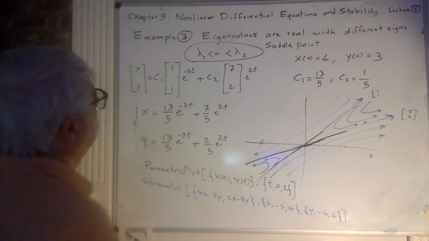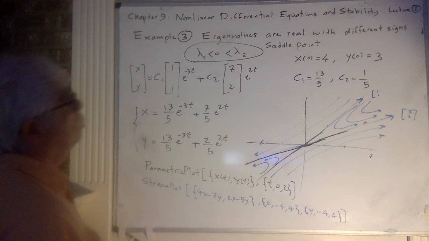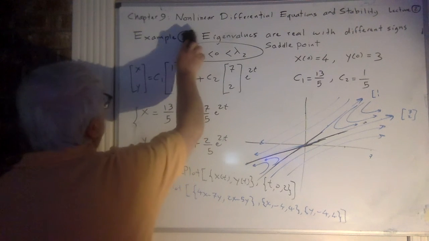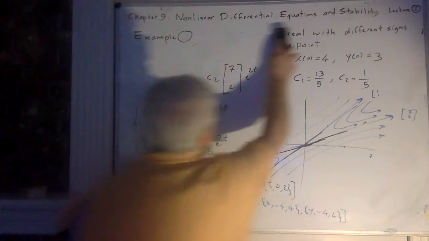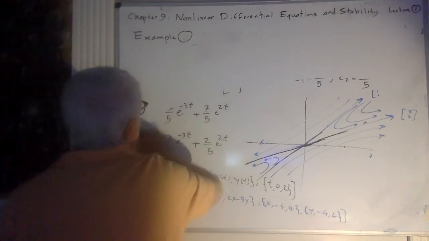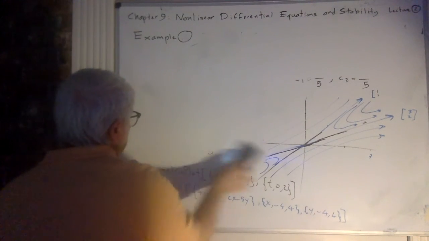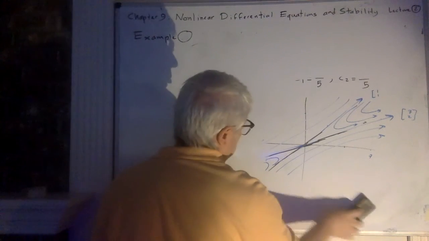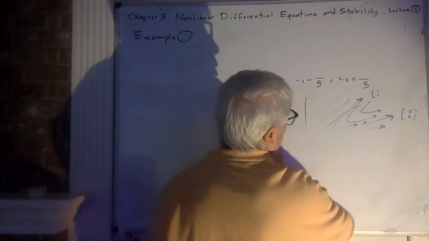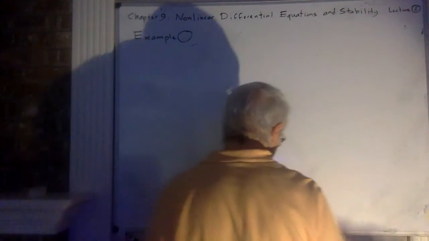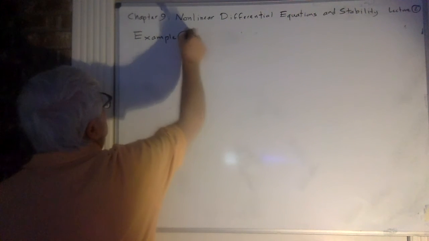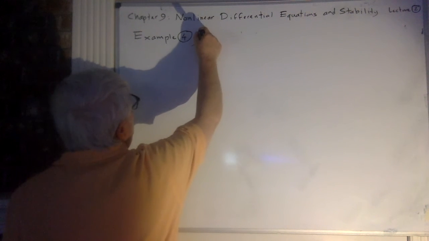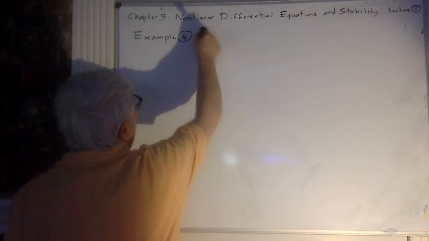Okay, so let's move to eigenvalues being complex numbers. So that is example number 4. Erase everything here. That situation, I think, happens more often because that gives you vibrations and oscillation. So that is complex eigenvalues.